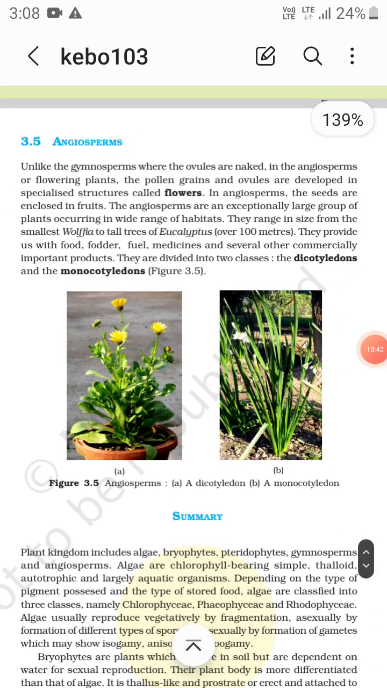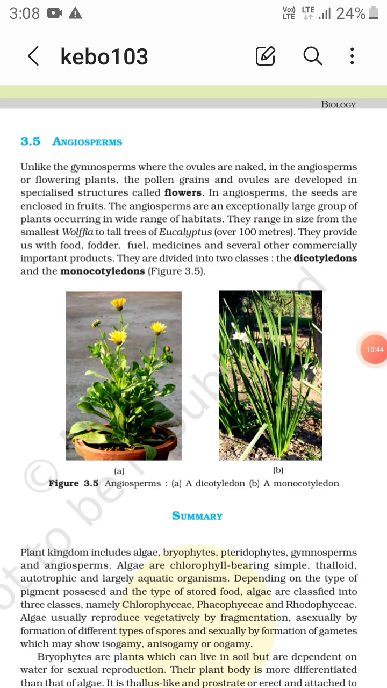The division angiosperm. Unlike the gymnosperms where the ovules are naked, in the angiosperms or flowering plants, the pollen grains and the ovules are developed in specialized structures called flowers, right? In angiosperms, the seeds are enclosed in fruits.